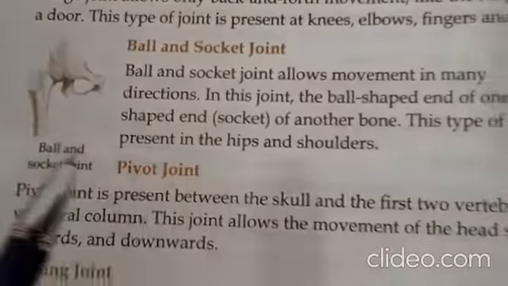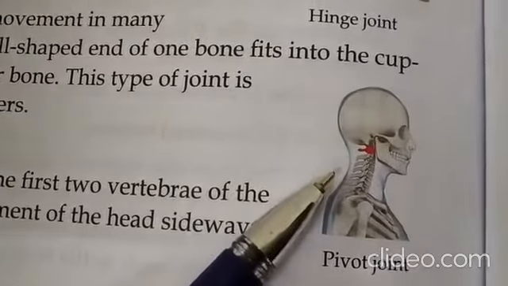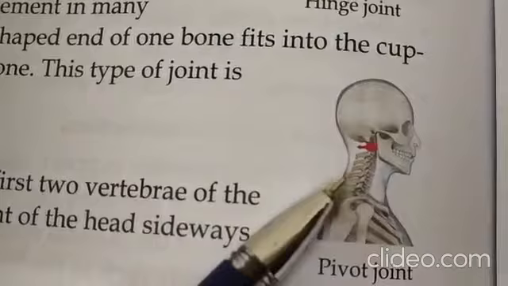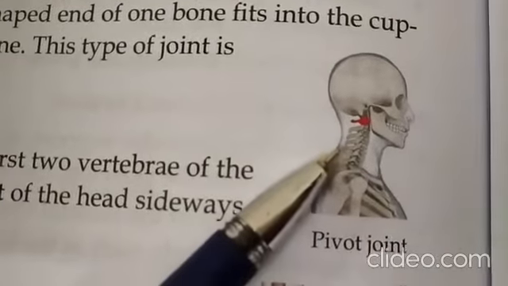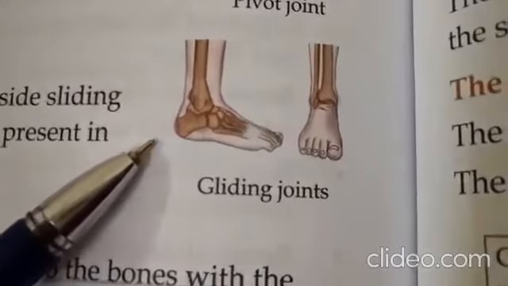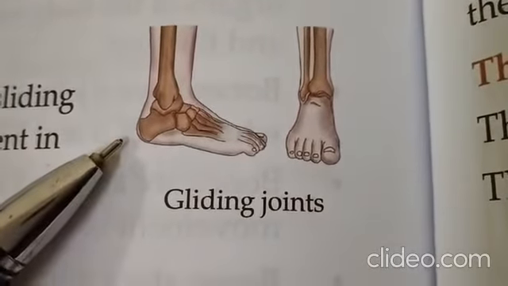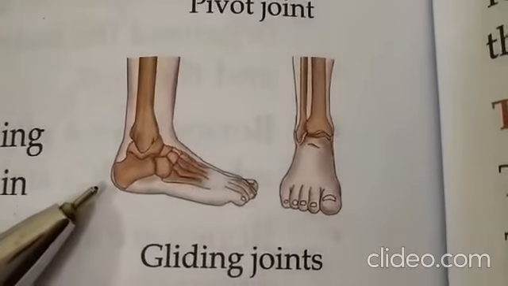Next we learnt about the pivot joint. It is present between the skull and the vertebral column. Next we will come to the gliding joint. This gliding joint is present in our wrist and ankle.